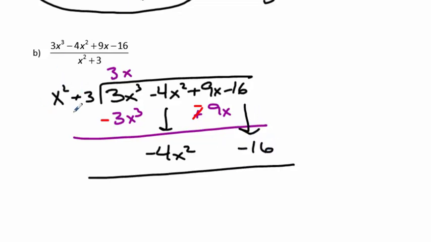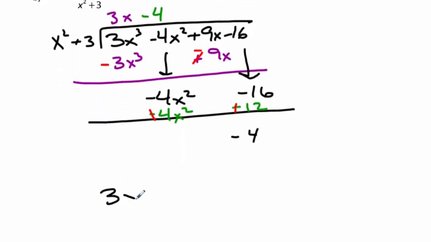What do you need to multiply x squared by to get negative 4x squared? That would be negative 4. Negative 4 times x squared is negative 4x squared, and negative 4 times a positive 3 is negative 12. Subtract. Negative and negative will make positives. Negative 4x and positive 4x add to 0. Negative 16 and positive 12 add to negative 4. So my final answer here is going to be 3x minus 4 minus the remainder 4 over x squared plus 3.